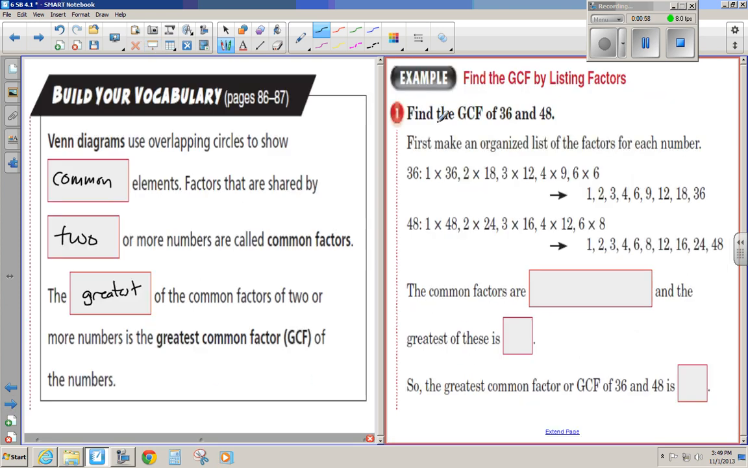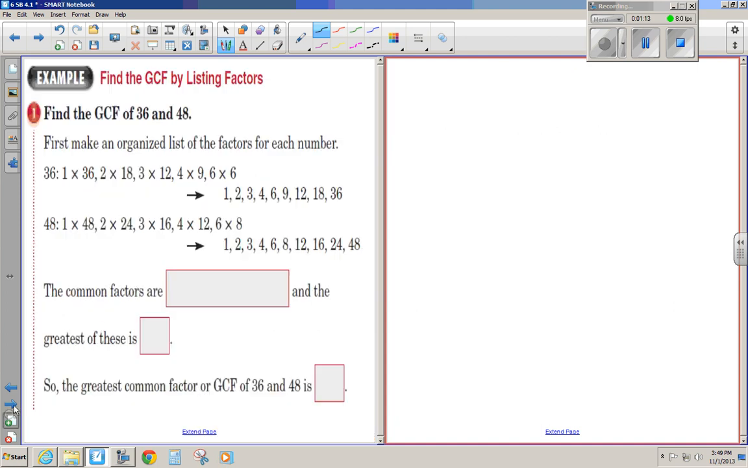So, find the greatest common factor of 36 and 48. You first make an organized list of all the factors for each number. I personally don't like the way it's written here. I think it's difficult to see. I would say that 36 is 1 times 36, 2 times 18, 3 times 12, 4 times 9, and 6 times 6. These are all of the factors.